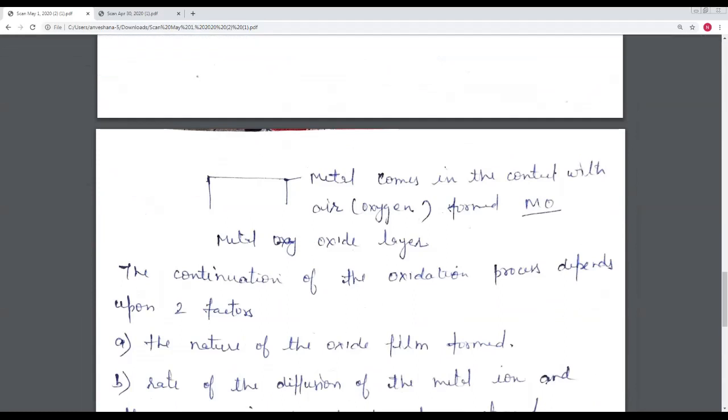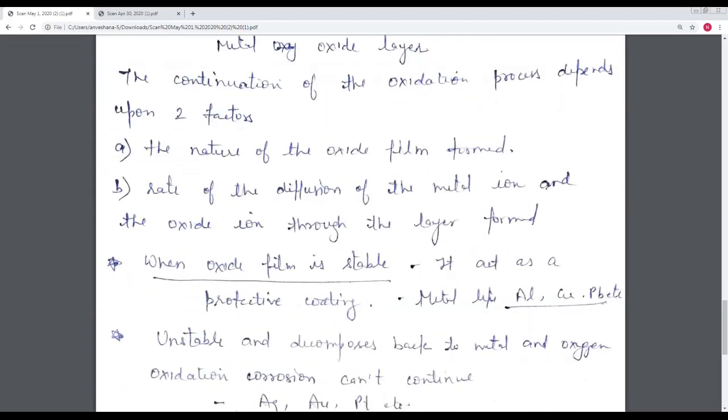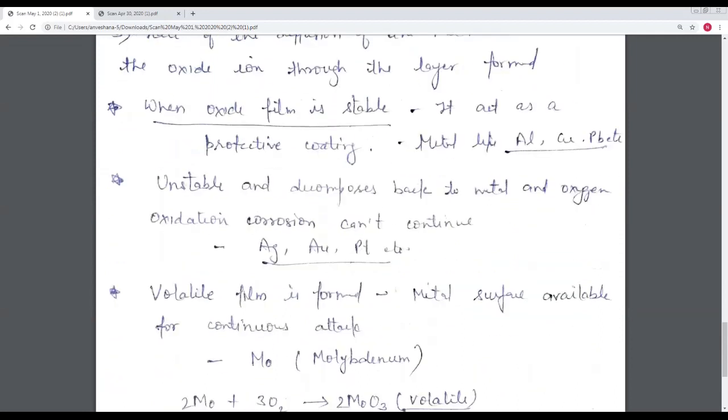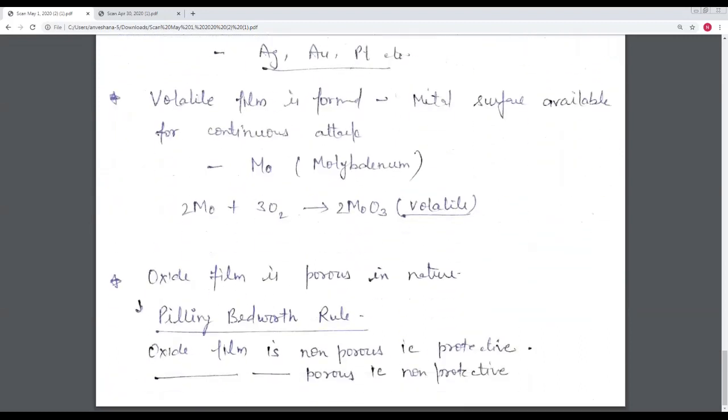And now at the last of our video, we discussed the formation of the metal oxide layer. So when the metal oxide layer is formed, the corrosion depends upon this layer. So this layer may be stable, depending upon the nature of the metal, unstable, again depending upon the nature of the metal, volatile for molybdenum, and the oxide film may be porous or non-porous in nature. So the Pilling Bedworth rule is here. If the protective layer is formed, further corrosion does not take place, and if the non-protective layer is formed, the corrosion takes place.